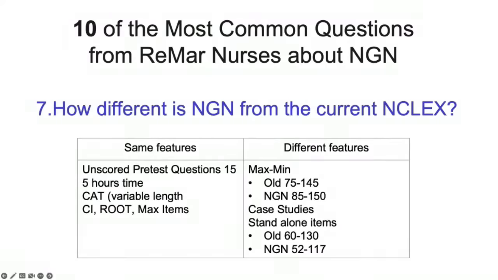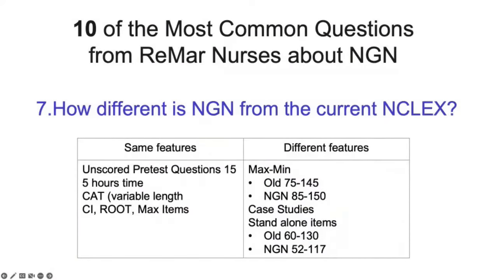The differences, though, are the number of questions. So before, you had a minimum of 75, a maximum of 145. That's what's currently happening. For next gen, your minimum is going to be 85 and your maximum will be 150. So a little bit of an increase, looking a little PN-ish with 85 questions for both. Y'all have to realize this is actually pretty good, because when I took NCLEX, the maximum you could get was 265 questions. So now the maximum you're going to get is 150? What? All right. We'll take it.